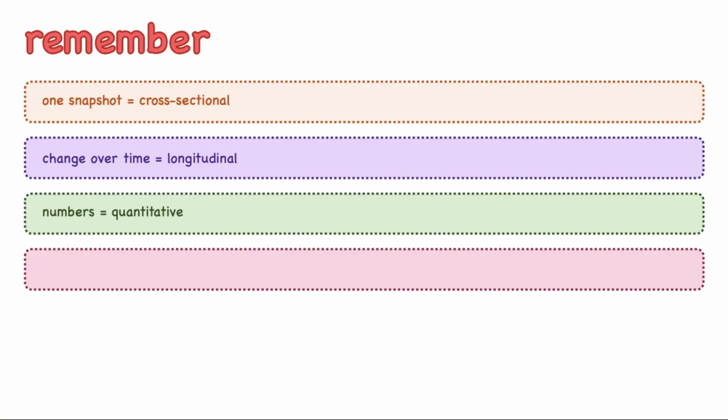Remember, one snapshot equals cross-sectional. Change over time equals longitudinal. Numbers equals quantitative. Words and experiences equals qualitative.